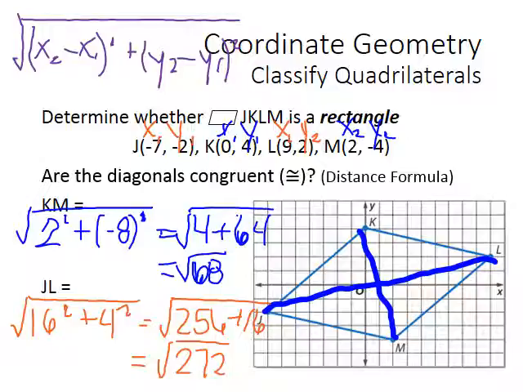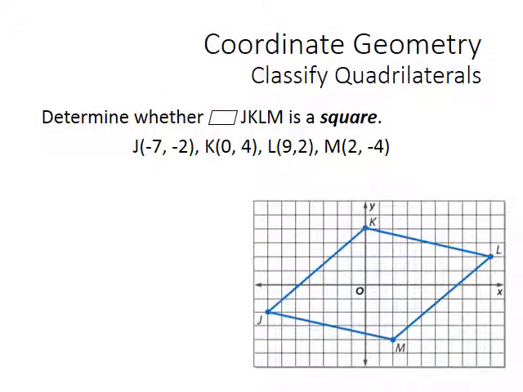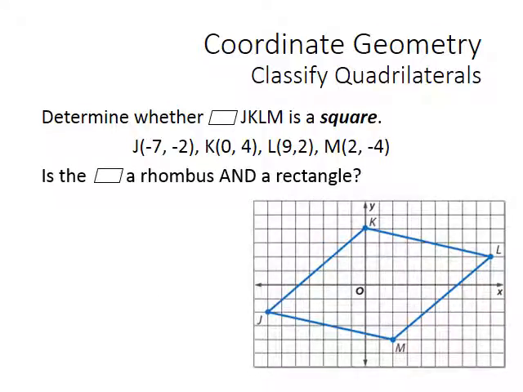So this parallelogram is not a rectangle. The diagonals are not congruent, so it can't be a rectangle. All right, last one to check. Is the parallelogram a square? So again, our condition for a square is, is the parallelogram both a rhombus and a rectangle? So using that condition, let's review. Is it a rhombus? Yes, we showed that it is a rhombus.